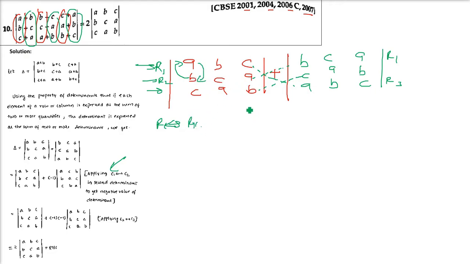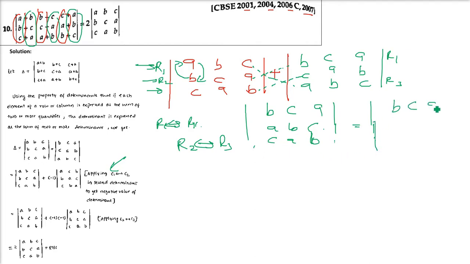So what do we get? BCA will come above, ABC will go down, and CAB. Okay. Now when you exchange it, it will be negative, because a negative sign will come. Now row 2 will be exchanged with row 3. Row 2 and row 3 need to be exchanged. So what do you get? BCA will remain in the first place. Now we are exchanging row 2 and row 3, so CAB will go up, ABC will come below.